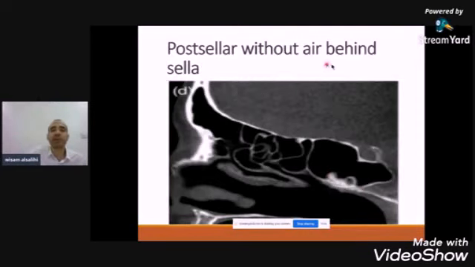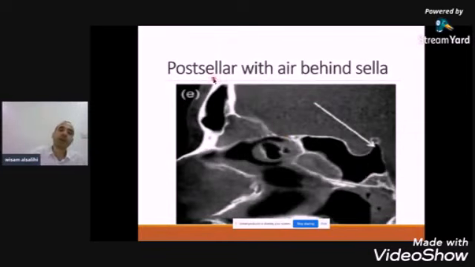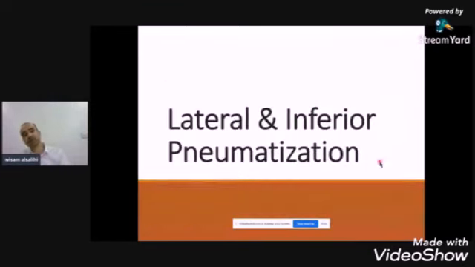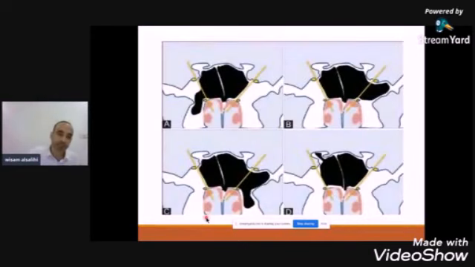Postsellar type, with pneumatization behind the sella turcica. The type 5 is postsellar with air behind the sella. This is the postsellar pneumatization with air behind the sella. Then there is lateral and inferior pneumatization.